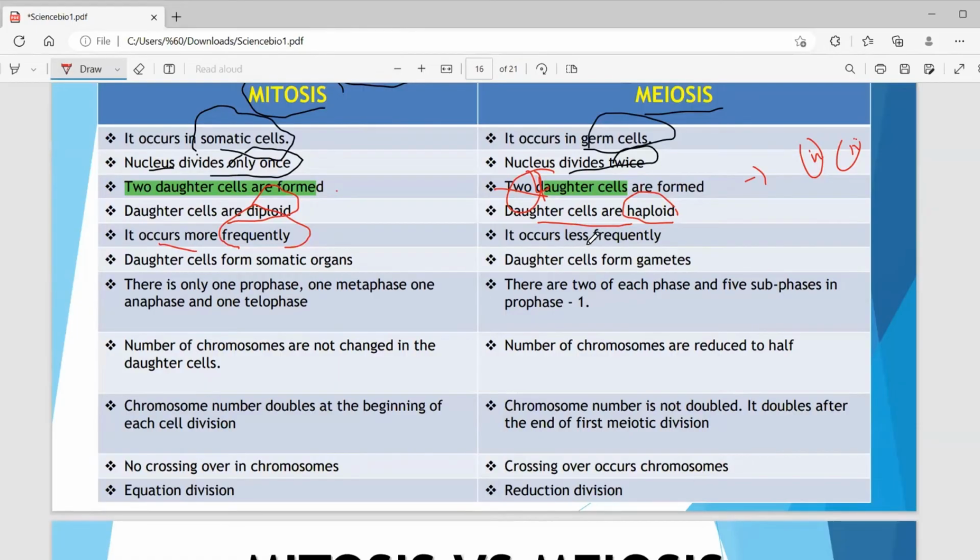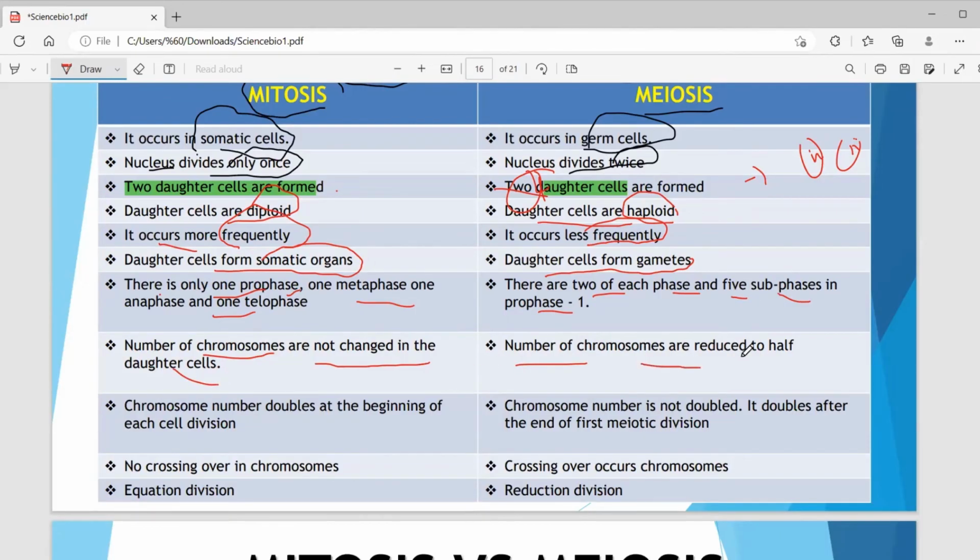And it occurs less frequently, and the daughter cells are somatic cells, and the daughter cells are gametes. So here you can see there is only one prophase, metaphase, anaphase and telophase. There are two in each phase, which is a subphase and the prophase. The number of chromosomes is not changed in the daughter cells.